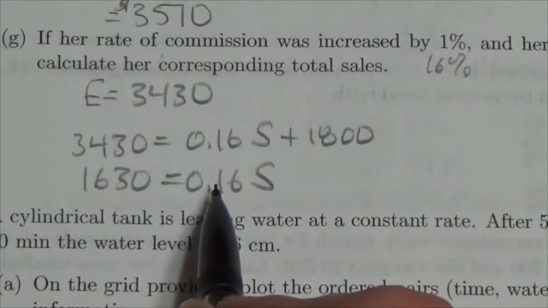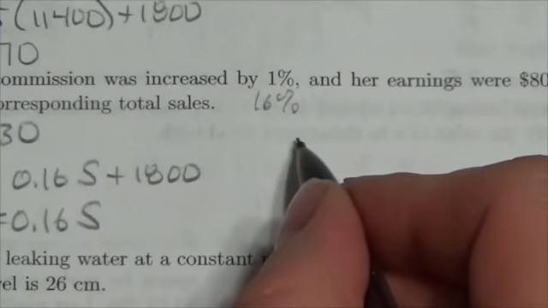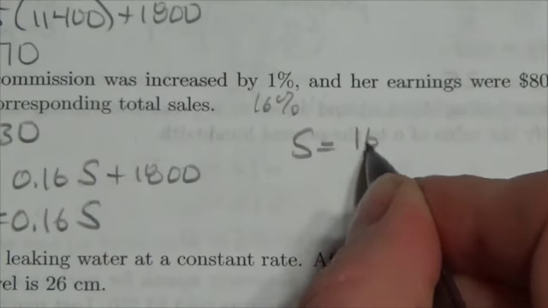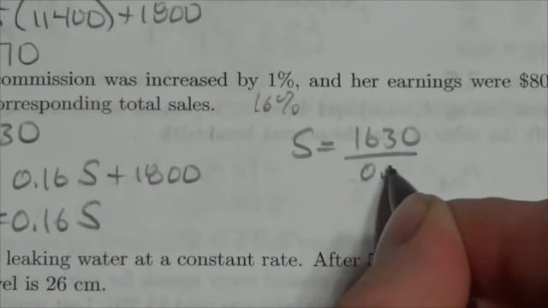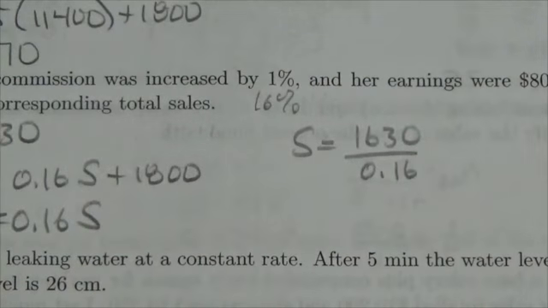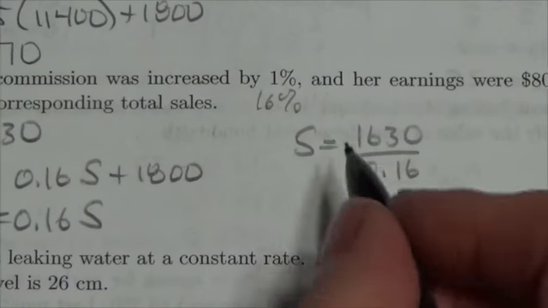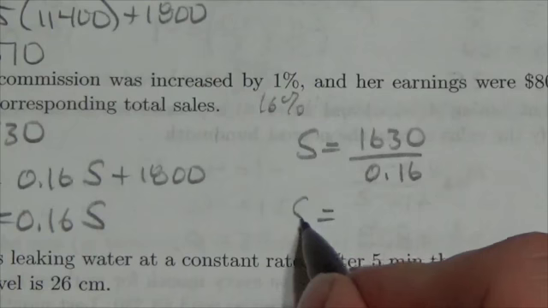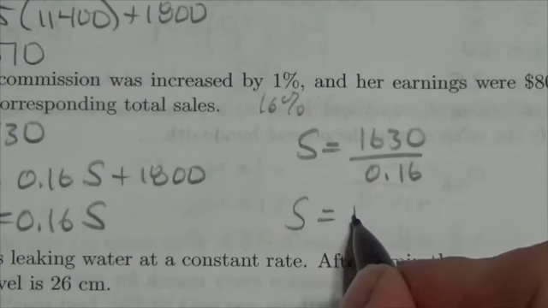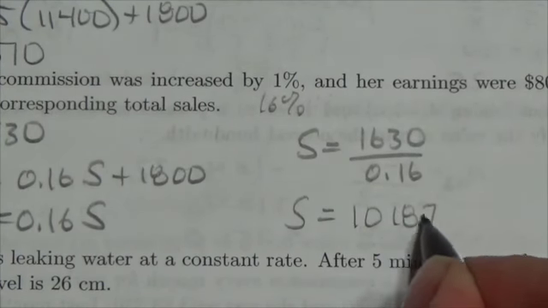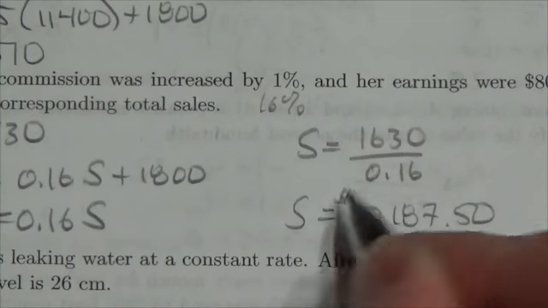And now to get rid of that coefficient, we just divide. So our sales here will be 1,630 over 0.16. I'll just go to my calculator, and her sales in this particular scenario will be $10,187.50. Whoops, sorry.